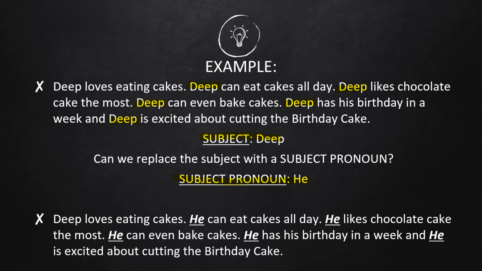Deep loves eating cakes. He can eat cakes all day. He likes chocolate cake the most. He can even bake cakes. He has his birthday in a week and he is excited about cutting the birthday cake. So, which sentence do you think is correct? Of course, the second one, isn't it? So now, I'm sure you know what subject pronouns are.